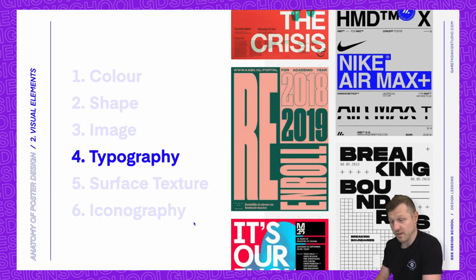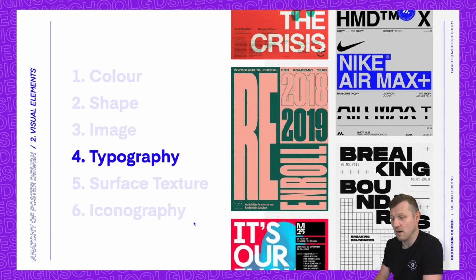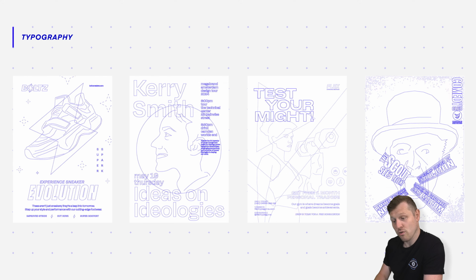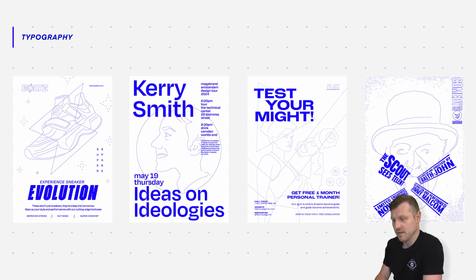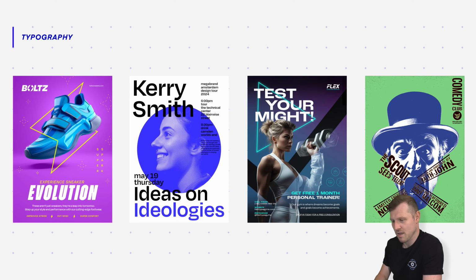Next, we have typography, which again is one of the most important parts of poster design. Typography is a silent storyteller. It guides the viewer, communicates tone, and enhances visual appeal, and like images, can be used to immediately grab attention. The right fonts create a memorable and cohesive design, and when used dynamically, can turn words into art.